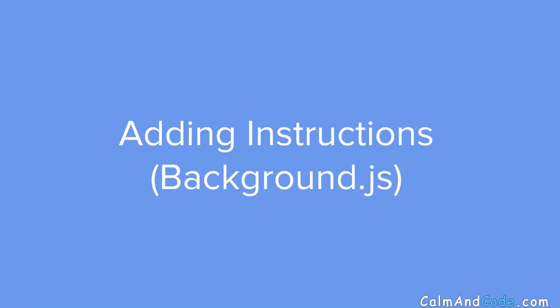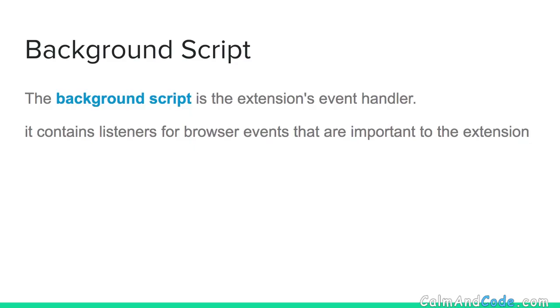So now that we have a basic Google Chrome extension, let's now talk about the background.js file. The background script is the extension's event handler. It handles events behind the scenes. It's in the background, and it basically contains listeners for browser events. So whatever happens in the browser, it's going to handle it.